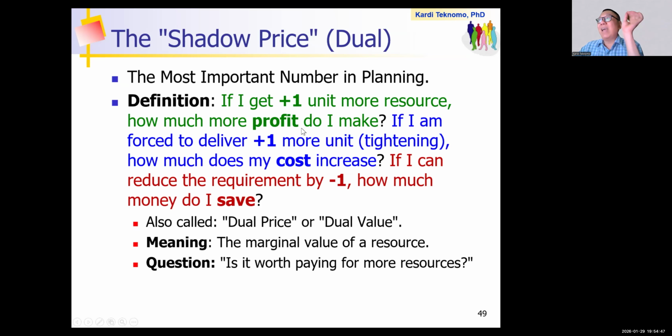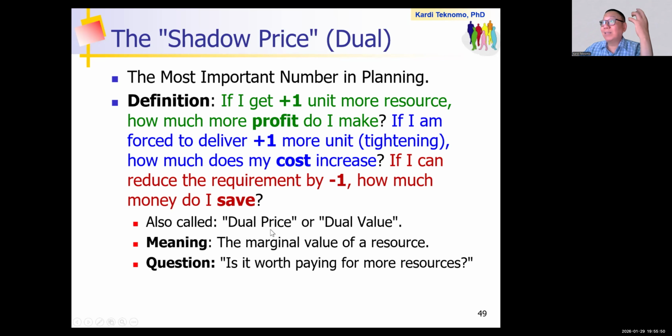So the definition: if I get one more unit of resource, how much profit do I make? If you are maximizing, you are talking about profit. If I'm forced to deliver one more unit, tightening, how much will my cost increase? This is another way of thinking. If you want to minimize, then if I reduce the requirement by 1, how much money do I save? That's the actual meaning of dual price. They are actually the same meaning, just different optimization, maximizing or minimizing. Let's stick to the maximizing one: if I get one more unit of resource, how much more profit do I make?